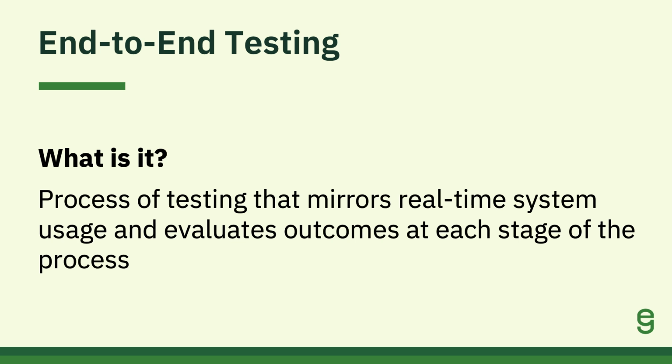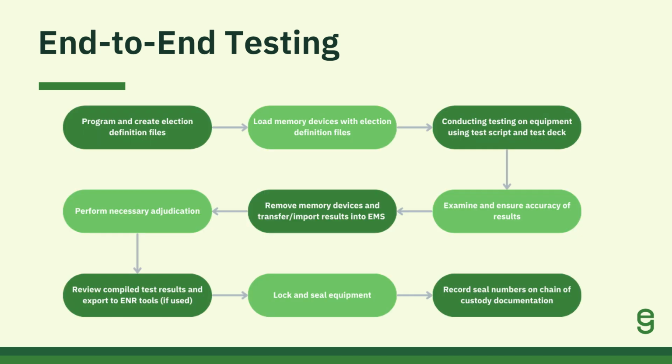Let me illustrate this on the next slide a little better for us. Again, using voting systems as the systems that we're testing. This little flowchart shows all of the steps that would be involved in what we would consider an end-to-end test. It's similar to what we've already covered, but notice how we go through steps like performing the necessary adjudication, testing that. That's something that's going to happen when you prepare for the unofficial results, and the official results are going to have to adjudicate ballots.